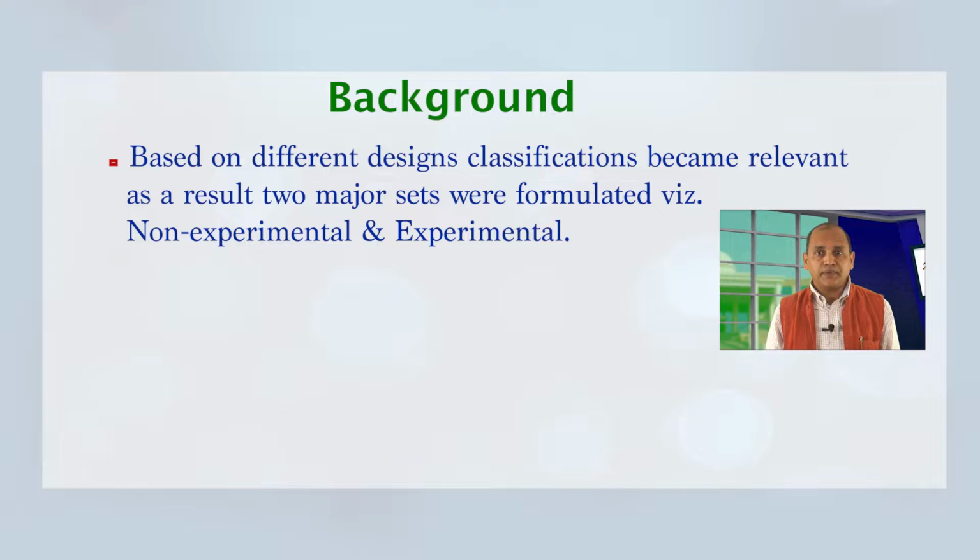Now, organizing variables in itself is a Herculean task. For organizing variables, you need to have complete understanding of the types and forms of variables. For selecting a sample, you must have sound knowledge of the whole sampling technique. Based on different designs, classification became relevant. As a result, two major sets were formulated. In whole educational research, all the classification can be put in two groups, one is non-experimental and another is experimental. Under non-experimental there are different approaches, and experimental has different kinds of approaches.